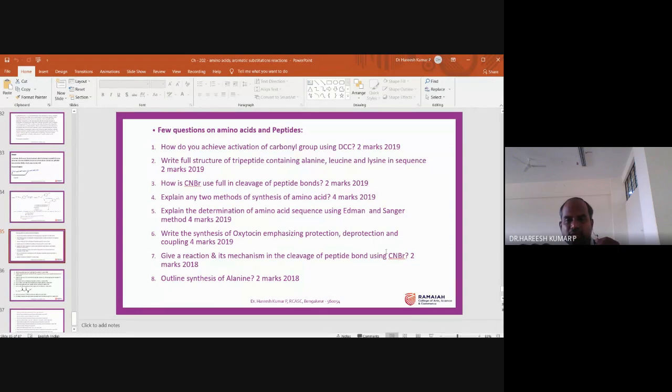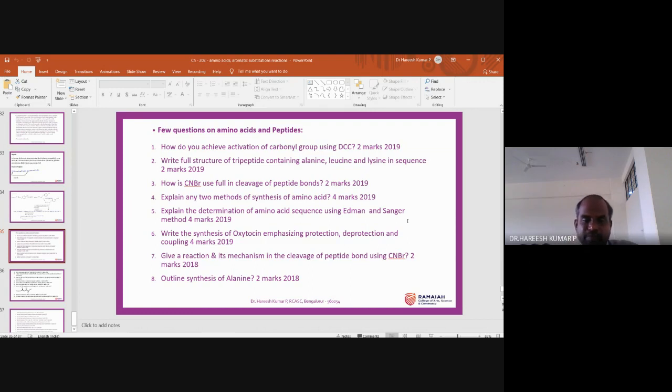And give the reactions and mechanism in the cleavage of a peptide bond using CNBr. Again it's asked. CNBr particularly cleaves the methionine-containing peptide and the adjacent amino acid, which you have to mention. So 2 marks, no? Just mention it in words. If you are able to write the structure, that's also fine, but not the mechanism, because it is asked for 2 marks. If it is asked for 3 or 4 marks, you can write the complete mechanism.